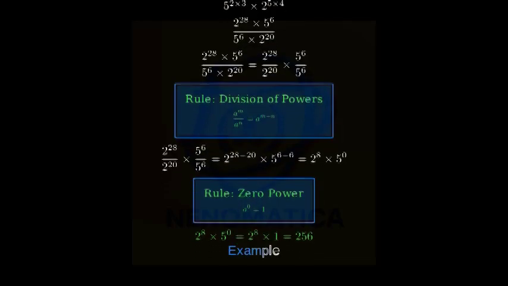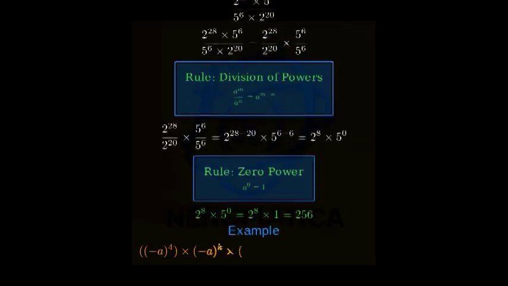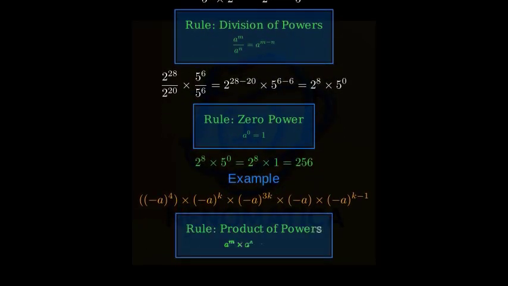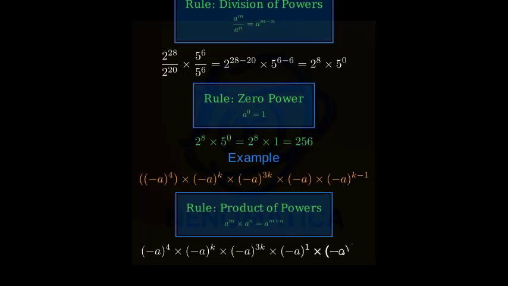Let's move to our second example. Here we need to simplify negative a to the power of 4 times negative a to the power of k times negative a to the power of 3k times negative a to the power of k minus 1. To solve this problem, we'll use the product of powers rule. When multiplying powers with the same base, we add the exponents. Now, we add all the exponents to simplify.